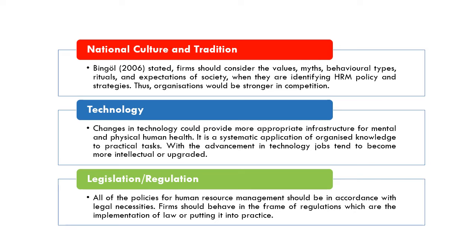Number six is legislation or regulation. All of the policies for human resource management should be in accordance with legal necessities. Firms should behave within the frames of regulation, which are the implementation of law or putting it into practice. Kane and Palmer, 1995, discussed that equal opportunity, occupational health, and industrial relations could be influenced primarily by legislation.